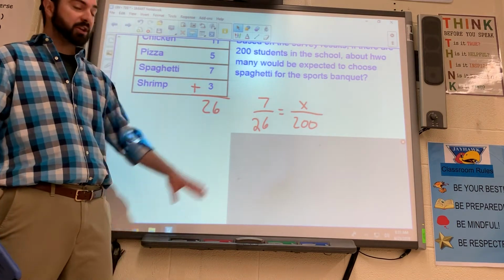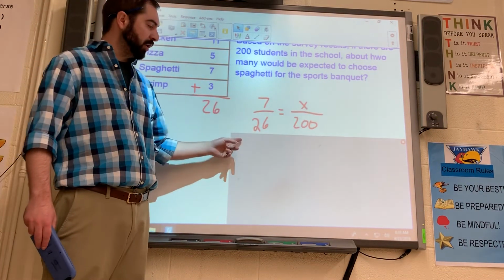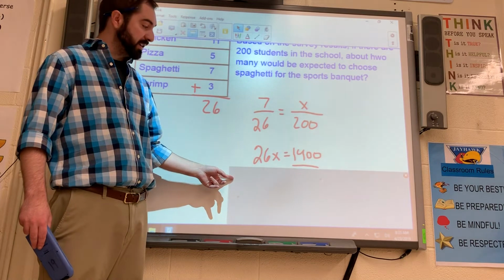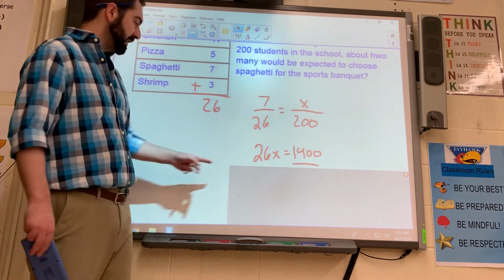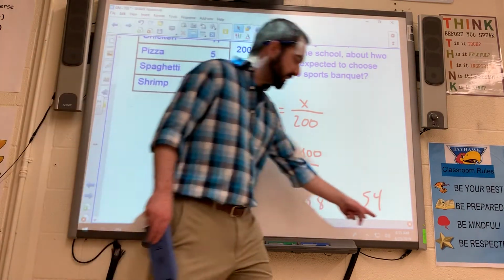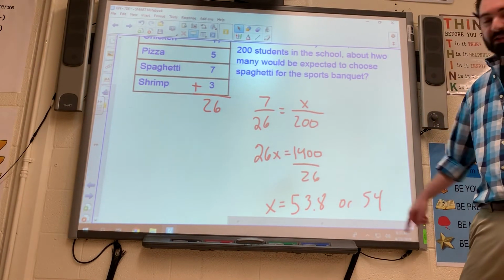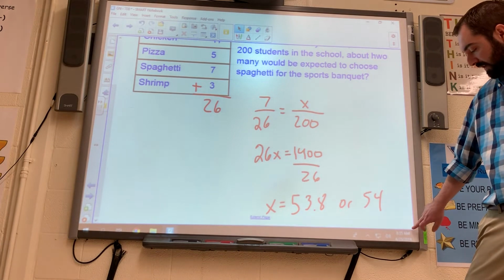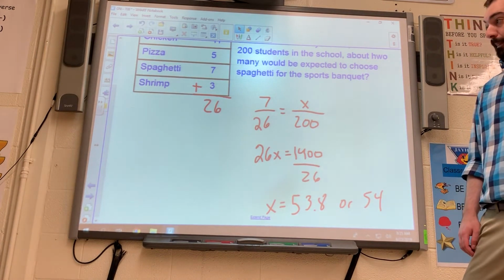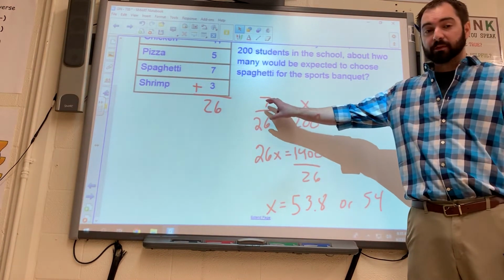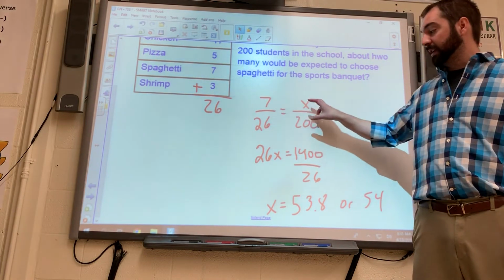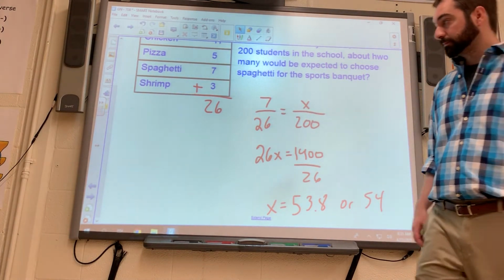So if I set up my ratio, I make it a proportion, I cross multiply, I get 26x equals 1,400. Last step, divide each side by 26. We would get 53.8, or approximately 54 people that would end up choosing spaghetti. So again, we had to find out our given ratio, what's our given probability, and then just expand upon that.